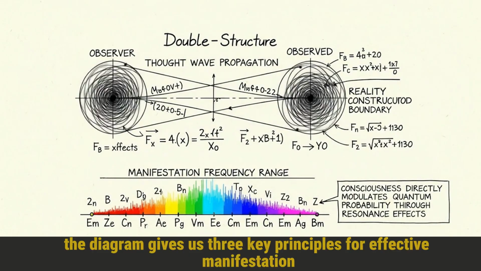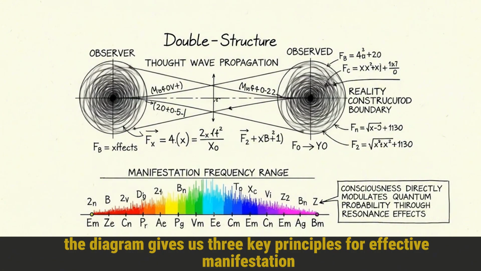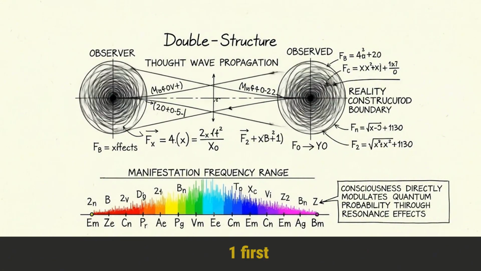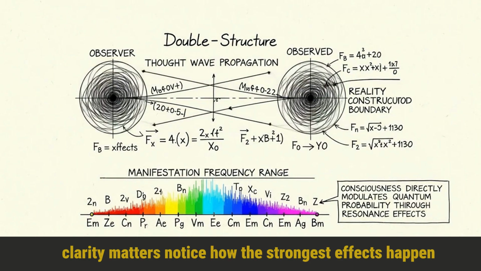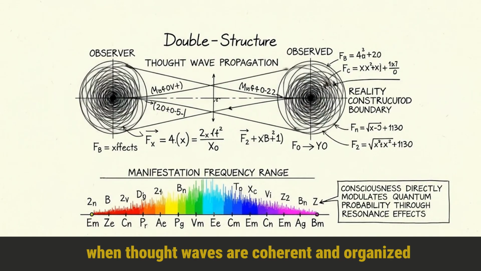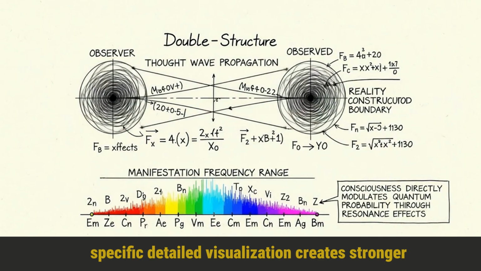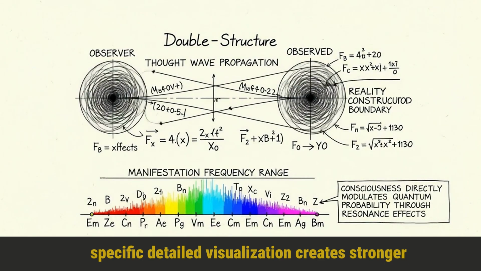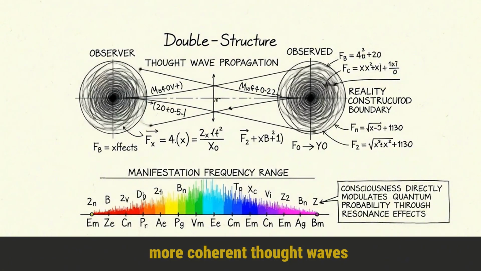The diagram gives us 3 key principles for effective manifestation. 1. First, clarity matters. Notice how the strongest effects happen when thought waves are coherent and organized. That's why vague wishes don't work well. Specific, detailed visualization creates stronger, more coherent thought waves.